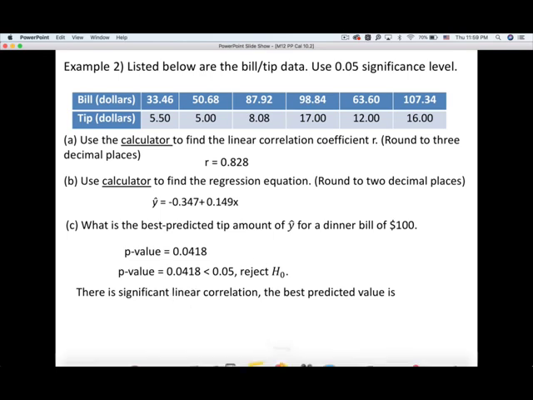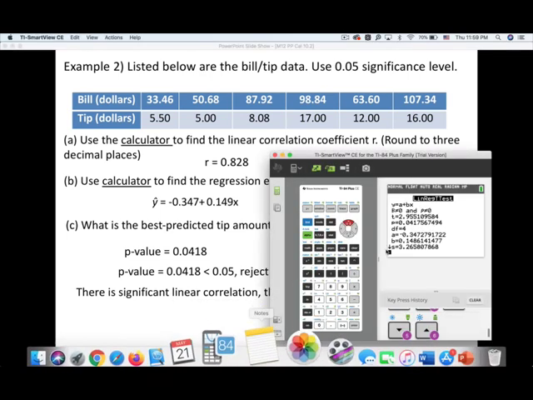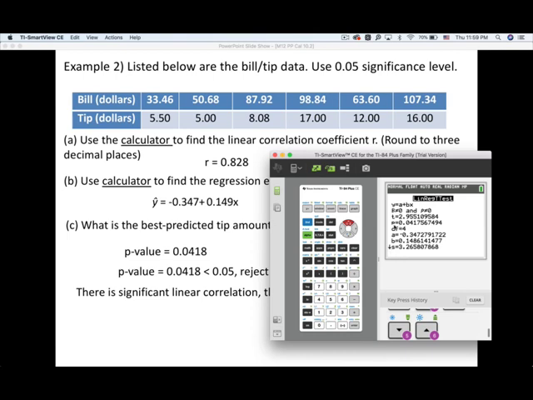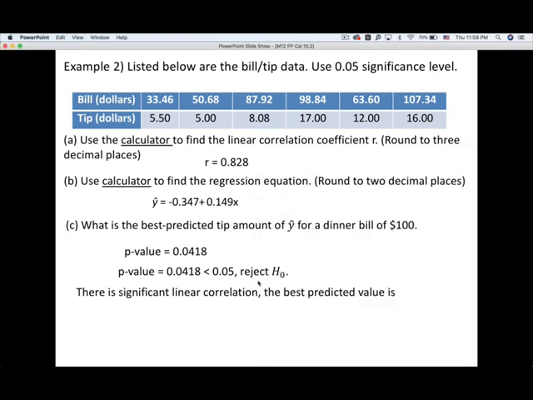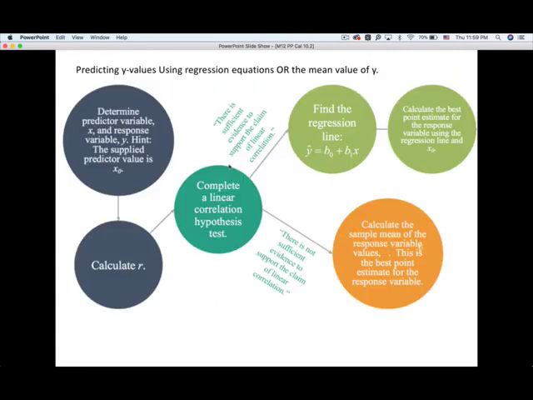Okay, one more time. Look at the calculator here. Find out the p-value. We'll just use the p-value method. Compare with your significance level. We know that's a reject, okay? Reject means there is a linear correlation. So go back here. When we reject it, we're gonna go up. That is sufficient evidence to support the claim of linear correlation.